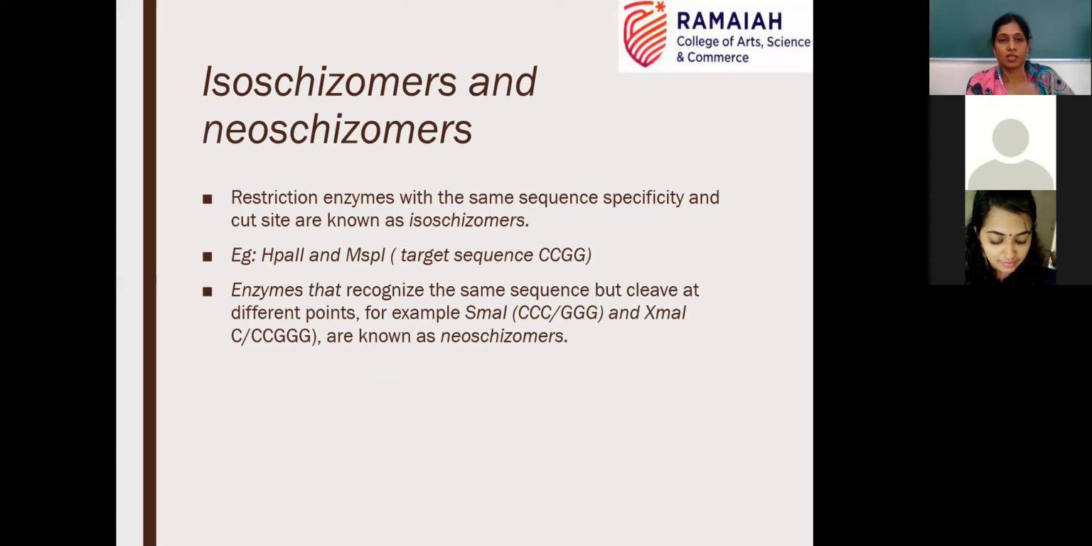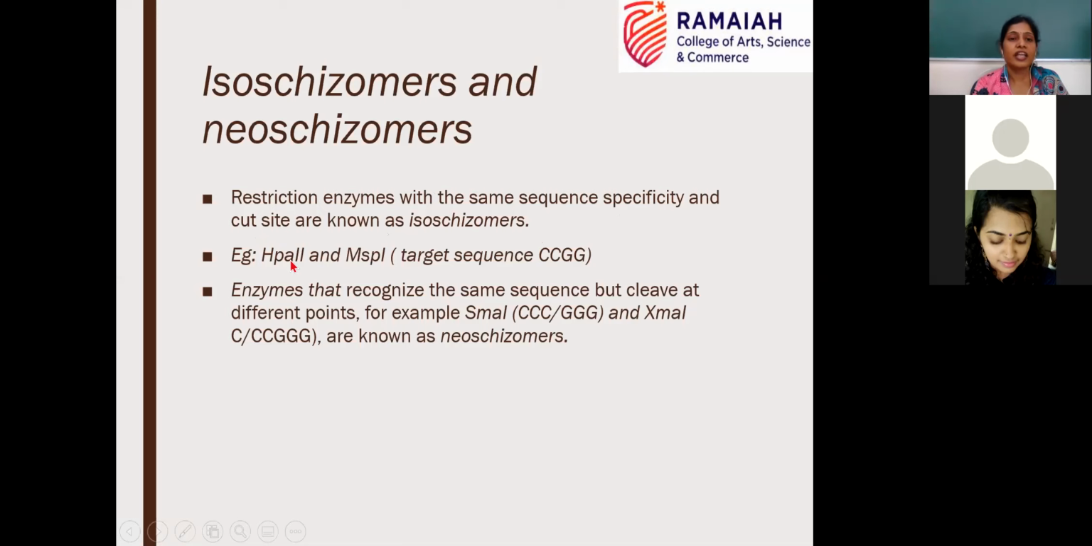Yeah. So next, what are isoschizomers and neoschizomers? Isoschizomers are a pair of restriction enzymes. They have got the same sequence specificity, meaning their recognition sequences are the same and they also have got the same cut site. The restriction enzymes that have got the same sequence specificity and cut site are called isoschizomers.